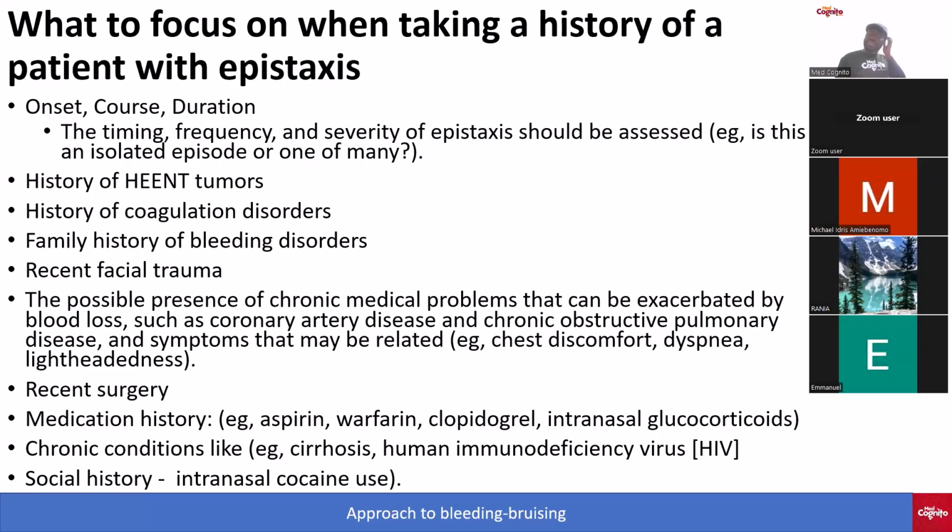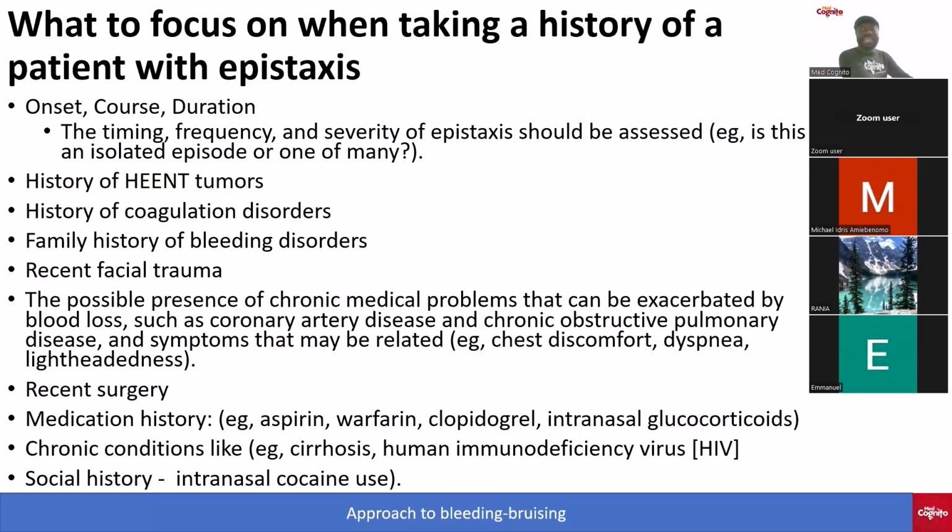What is the onset of the issue or the epistaxis? What is the cause? What is the duration? So if you're preparing for your NACOSCI with MedCognito, you realize that we will always be hitting on OCD, onset, cause, duration. So the timing, the frequency, and the severity of the epistaxis should be assessed. Okay? Is this a recurrent episode or is it an isolated case? Has there been any history of ENT tumors?